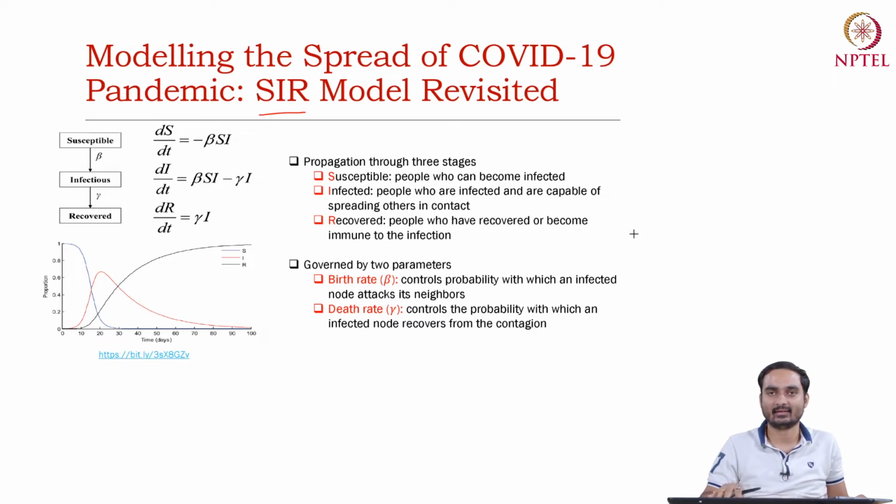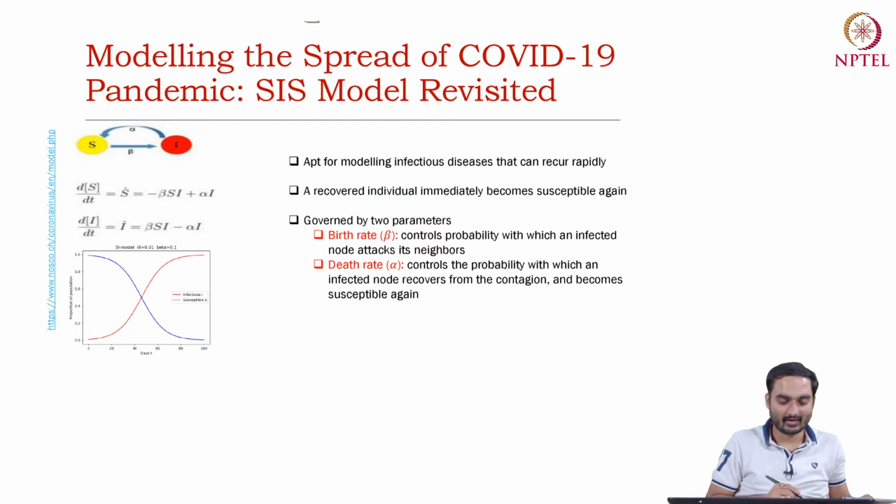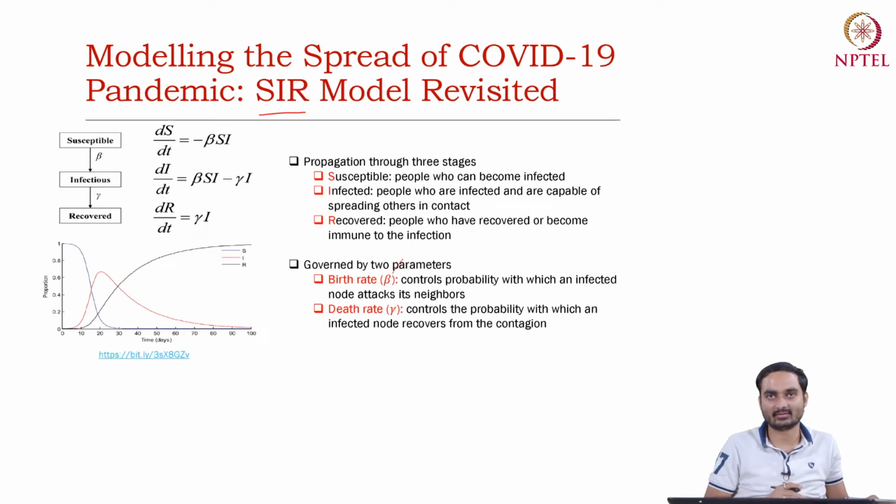In some cases, even after recovery, think of a normal cold, cold and cough like symptoms, you may end up being a susceptible user again. So there are two important parameters, beta and gamma. In fact, we also have seen the way we write the differential equation. The rate of change of susceptible users is minus beta S I, where beta is the birth rate. Now, every infected user infects a susceptible user with probability beta.